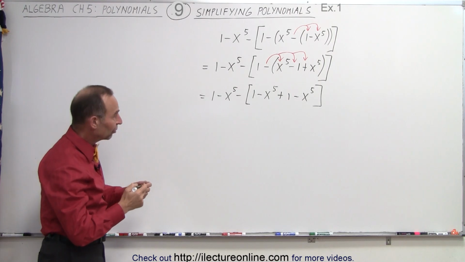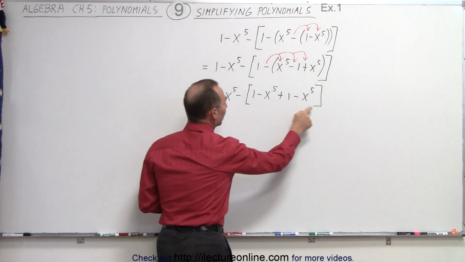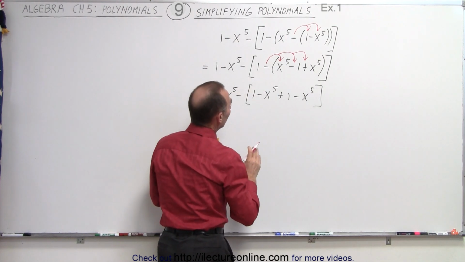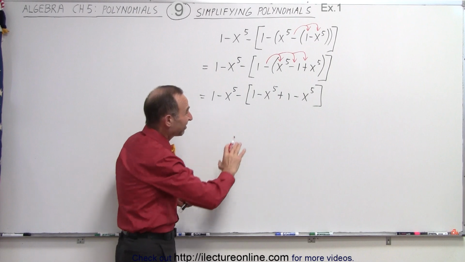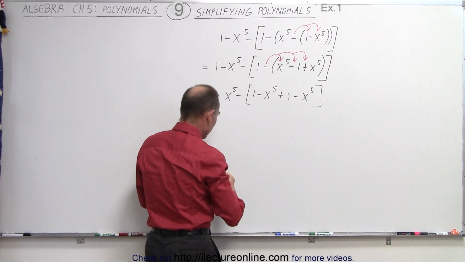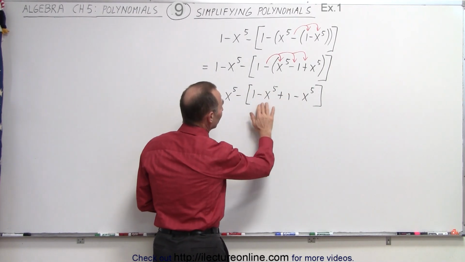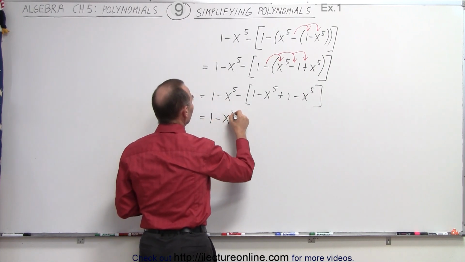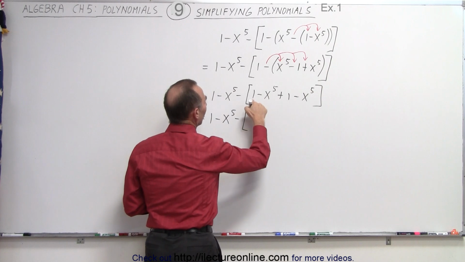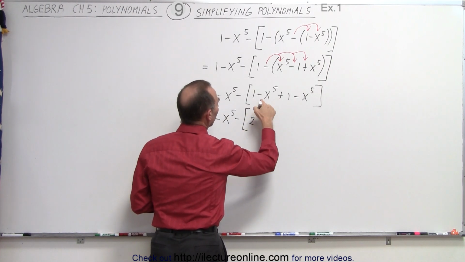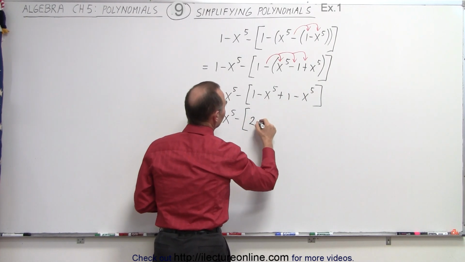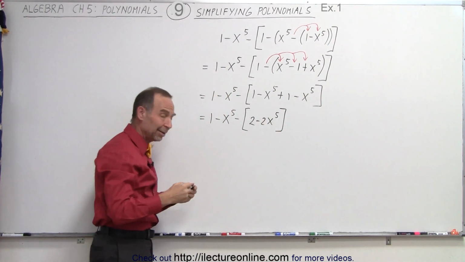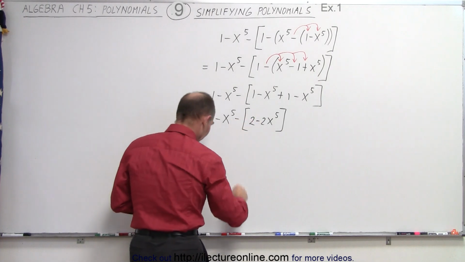The last thing we need to do to simplify it is get rid of the brackets by now applying this negative sign to what's inside. Now, what we could already do is simplify what's inside here. That may not be a bad thing to do because I can see already some like terms. So this becomes equal to 1 minus x to the fifth minus, we have a 1 plus 1, which gives us 2, and a minus x to the fifth minus x to the fifth is a minus 2x to the fifth. And now it makes it easier to apply the negative sign to what's inside.